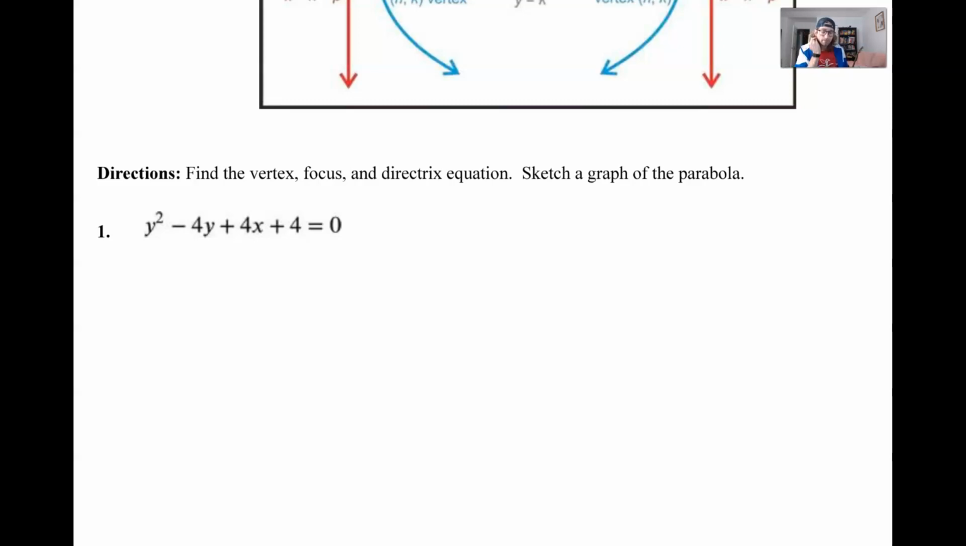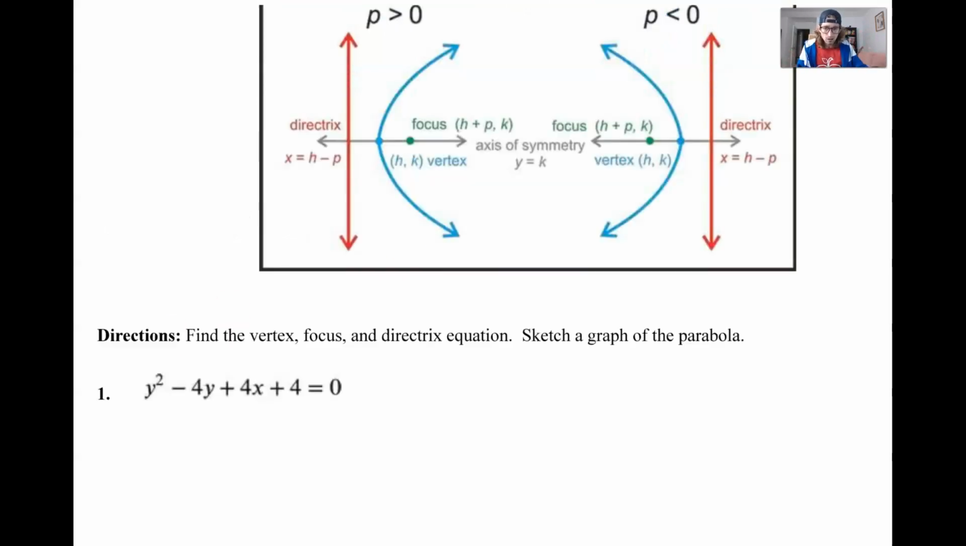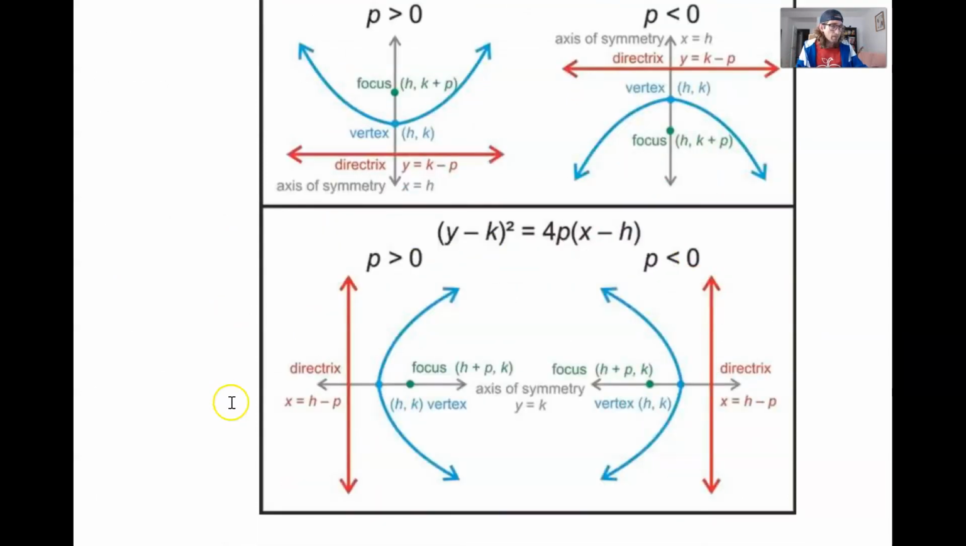For this first one, general form, y squared minus 4y plus 4x plus 4 equals 0. This is something that if you typed in the rest of the stuff into Desmos instead of that 0, it would be a parabola. What would the parabola look like? We're going to try to figure that out. How we do this: group the y's and x's on different sides. We're always going to keep the squared thing on the left, but that's not something you have to do, but it's going to make it look like our equations up here.